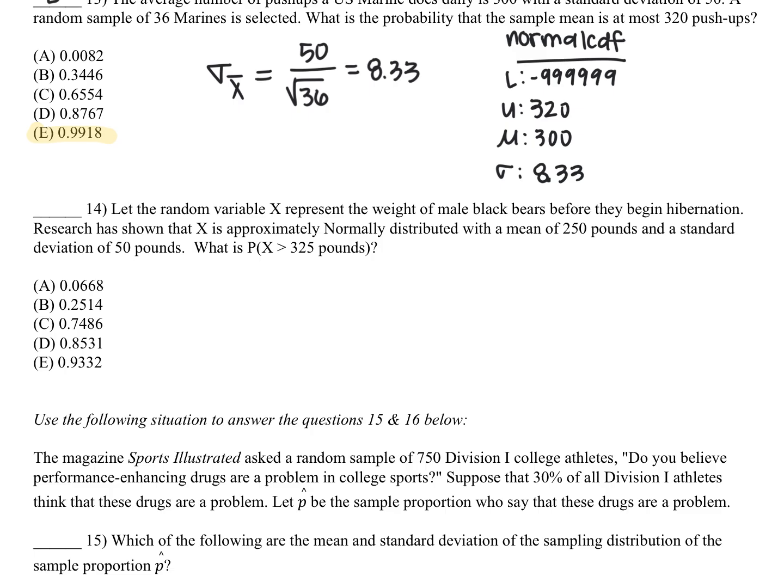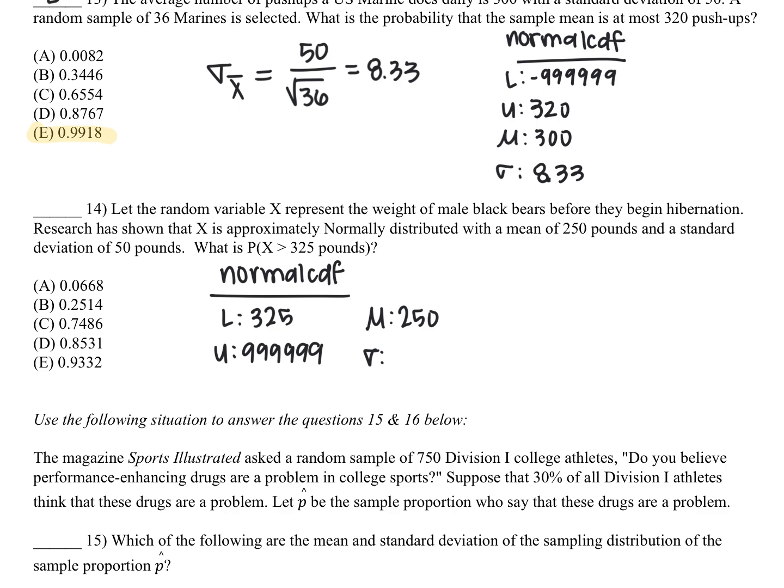Last one says, let the random variable x represent the weight of male black bears before they begin hibernation. Research has shown that x is approximately normally distributed with a mean of 250 pounds and a standard deviation of 50. What's the probability x is greater than 325? Because we do not have a sample size greater than 1, this is just for a single bear, so I can go straight to normal CDF. Lower bound 325, upper bound 1E99, mean 250, standard deviation 50.